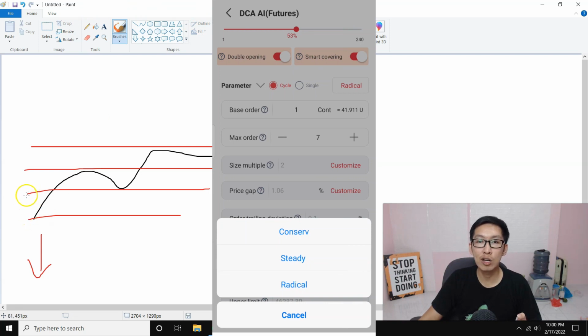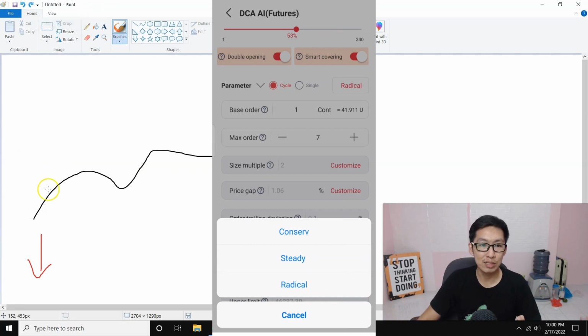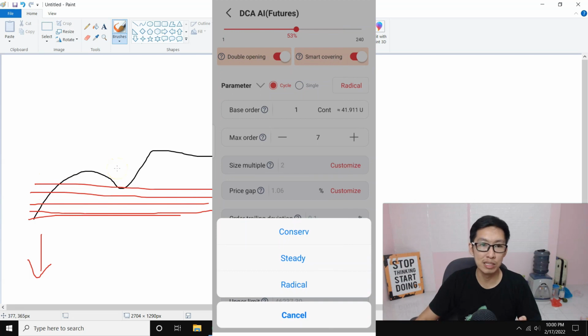So ideally, the closer the gap, the more capital you need, okay? Because the bot will keep buying with little gap. If you choose radical, it's even closer, okay? It's probably around here. This is just basically what it means, okay, guys?